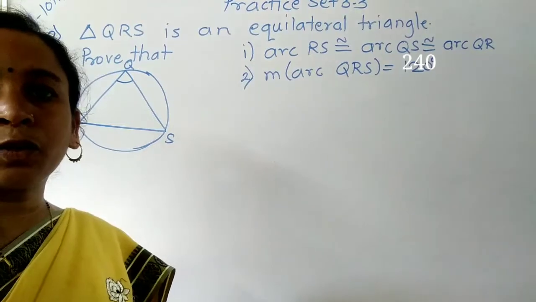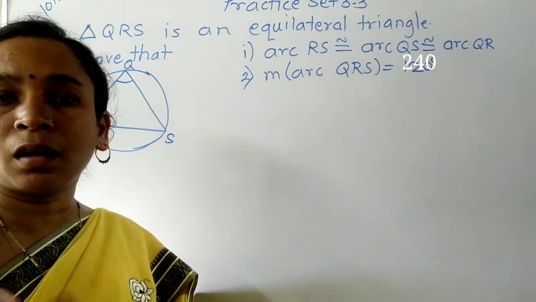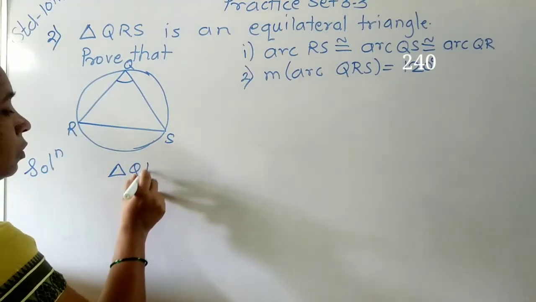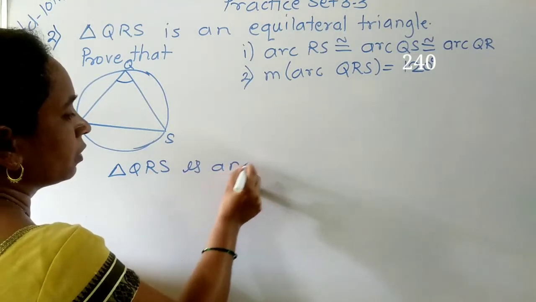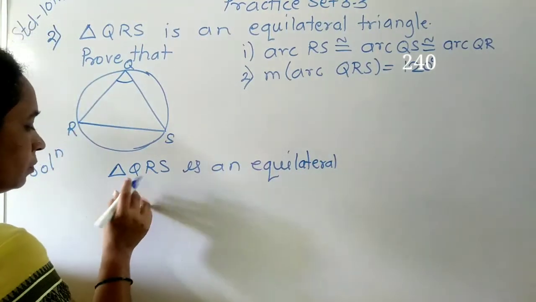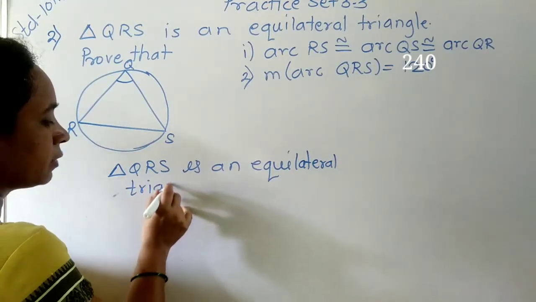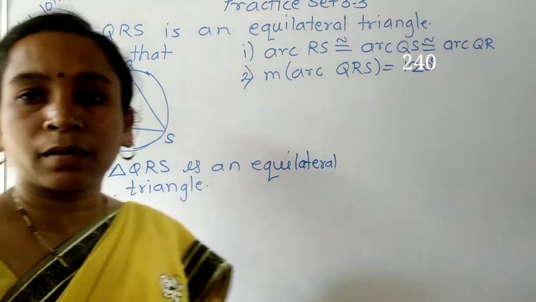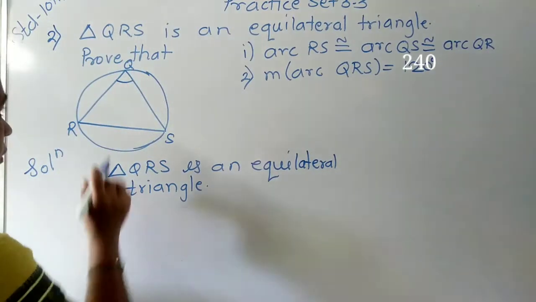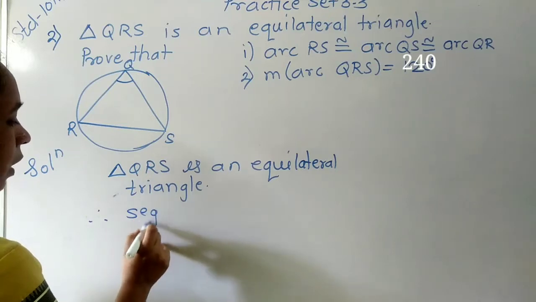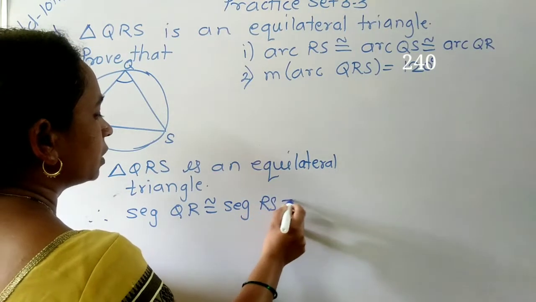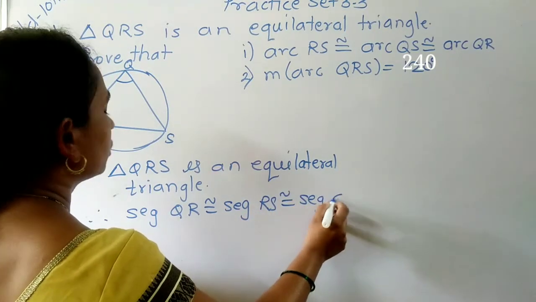To solve this example, or to prove these two statements, we'll take the help of the property of an equilateral triangle. So here they have given triangle QRS is an equilateral triangle. If it is an equilateral triangle, we know the property of an equilateral triangle: all sides of an equilateral triangle are always congruent. Therefore, we get segment QR congruent with segment RS is congruent with segment QS.